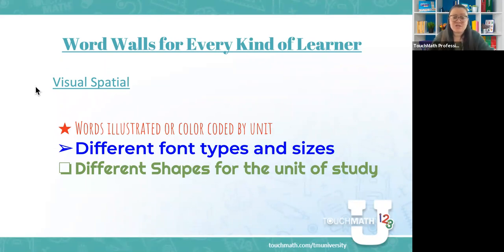For visual spatial, it's great to have our words illustrated, color-coded by unit, module, or other categories that you might think they may connect well with. Also different fonts, types, and sizes, different shapes for that unit of study. So maybe for the first unit, everything that you're doing with it, you're going to use a specific type of shape, a star. And then maybe the next unit, a heart or something like that, just to make sure that it's connecting for them.